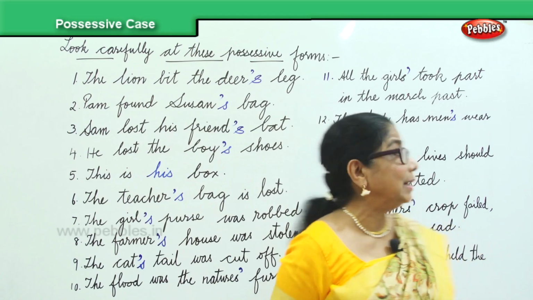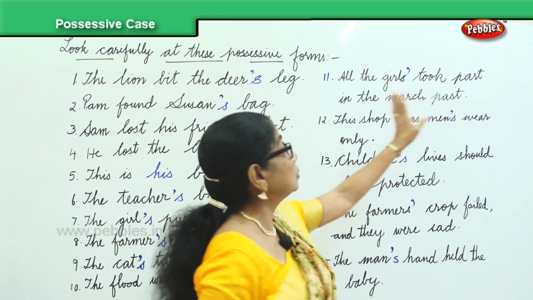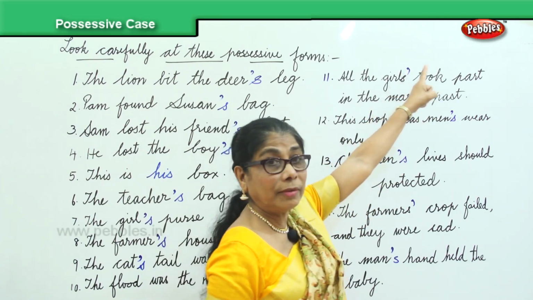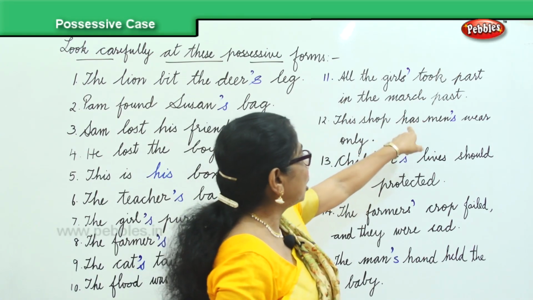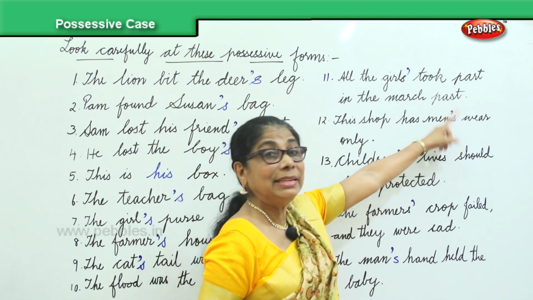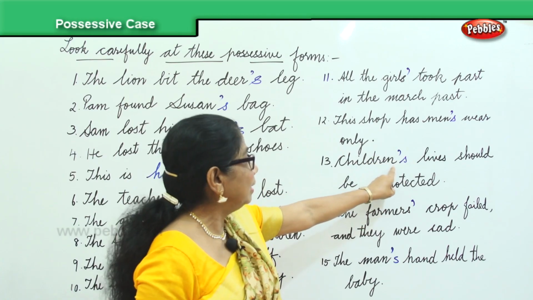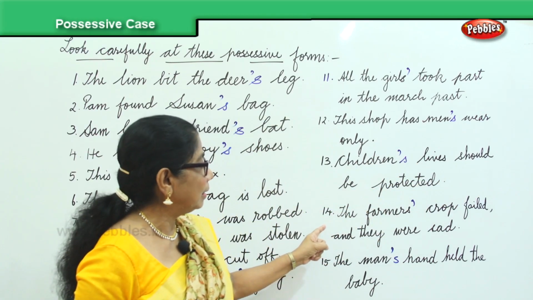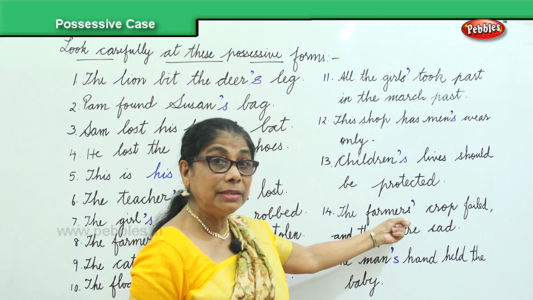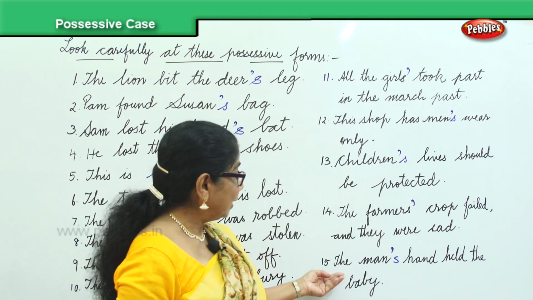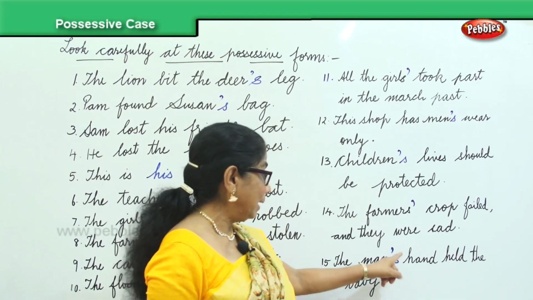And then we have some more sentences here. All the girls, we're talking about all the girls in the school or in the class. So after the girls, you have the apostrophe, took part in the march past. Then this shop has men's wear only. The children's lives, all the children's lives should be protected. The farmer's crop failed and they were sad. And finally, the man's hand held the baby, the man's hand.